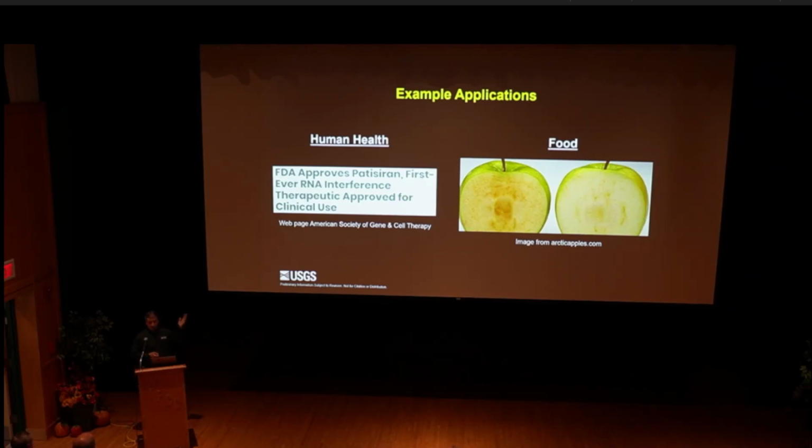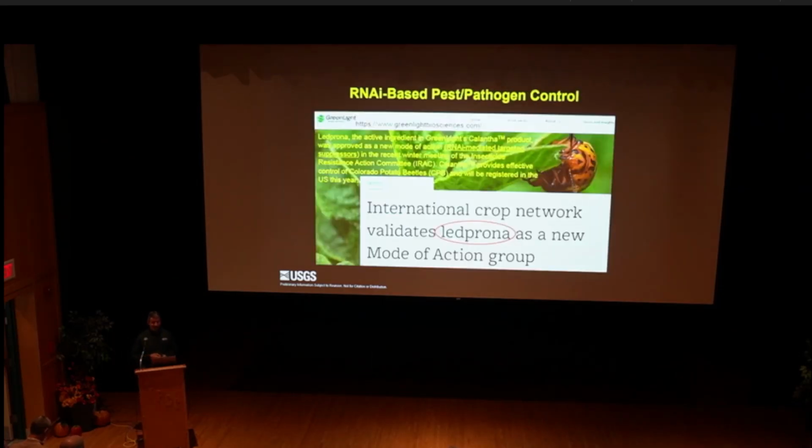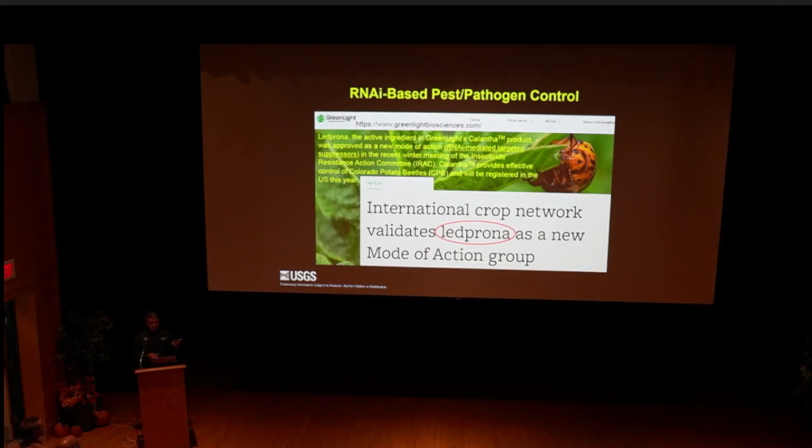This being used in human health, also used in agriculture. Arctic apples are a product that are out there, and they're using RNA interference to limit the browning of these apples so that they stay non-brown. So they don't brown. But also used in the invasive species world as well, or the pest world as well.